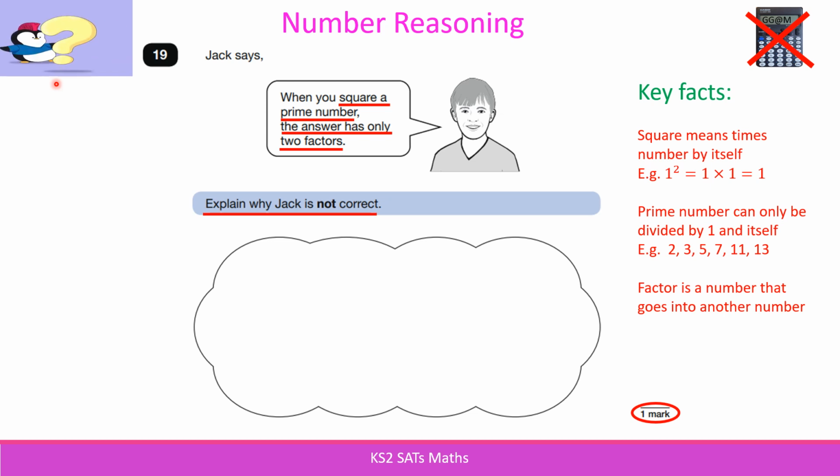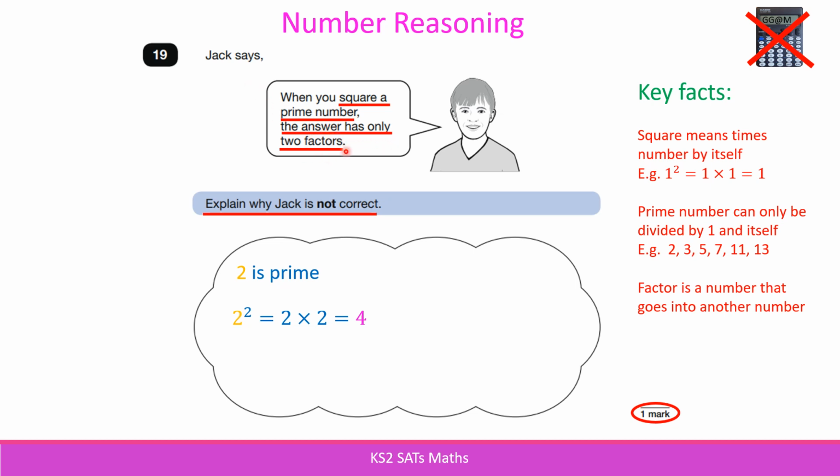Great work, guys. Hopefully you've managed to come up with an answer. So to start with, we're going to think of a prime number. So it could be any prime number from this list here. Then you're going to square that prime number. So I'm going to start with the smallest prime number, 2. I'm now going to square 2. So 2 times 2 is 4. So 4 is my answer, and we've got to show it only has 2 factors.